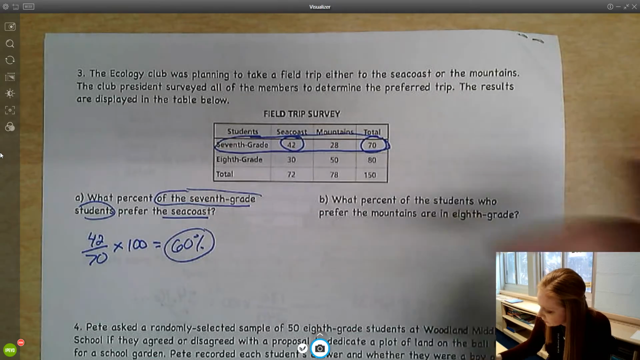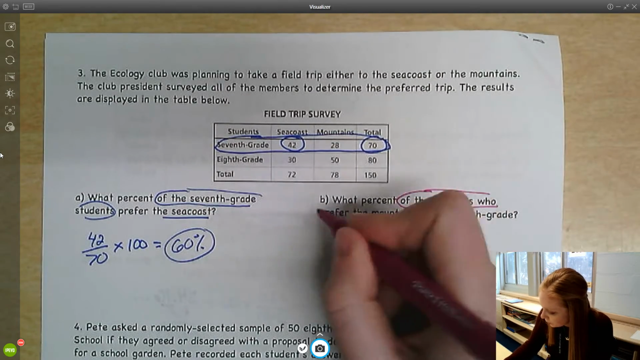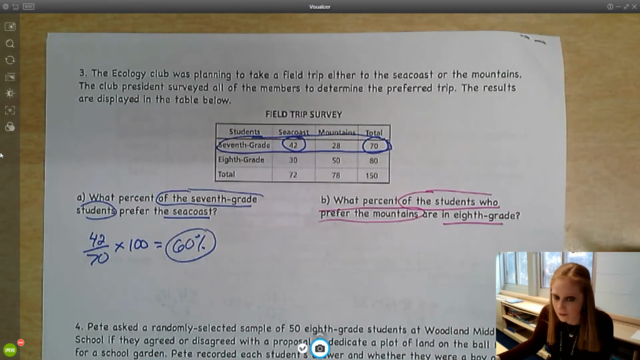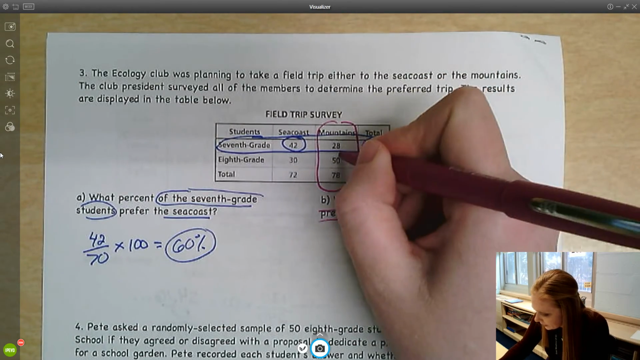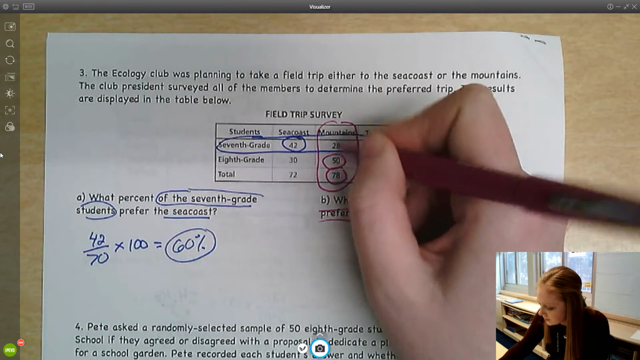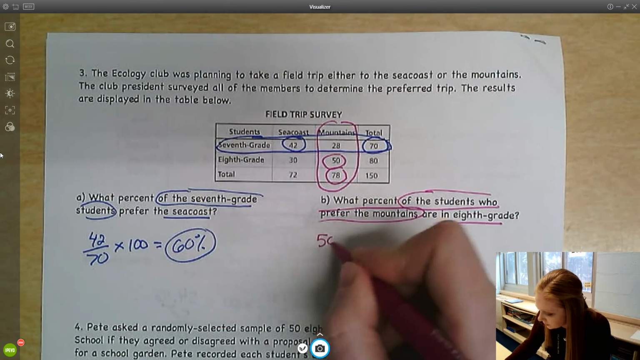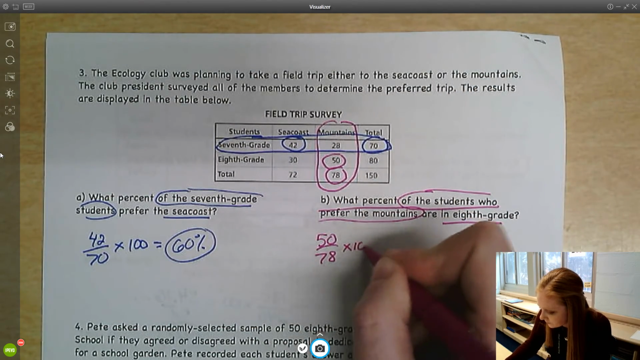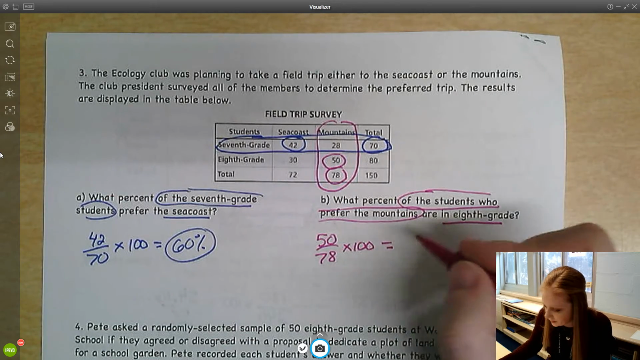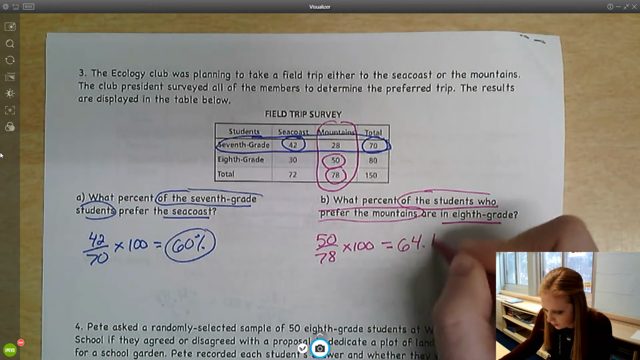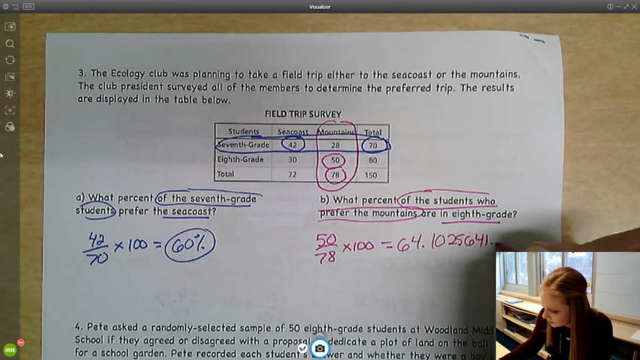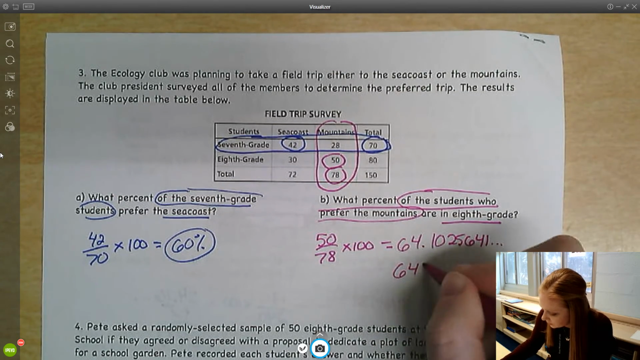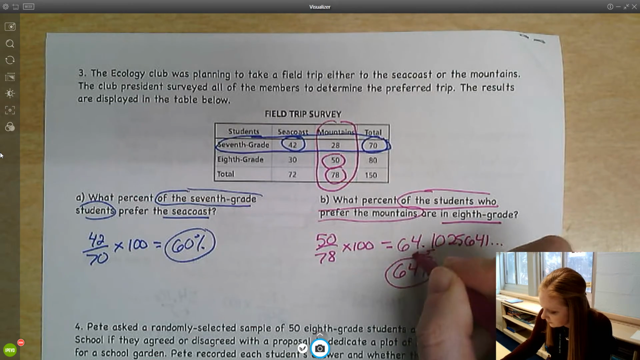What percent of the students who prefer the mountains are in 8th grade? So let's look at all the students who prefer the mountains. And we have 50 in 8th grade out of 78 students who preferred the mountains. And that brings us to 64.1025641, which rounds to 64%.